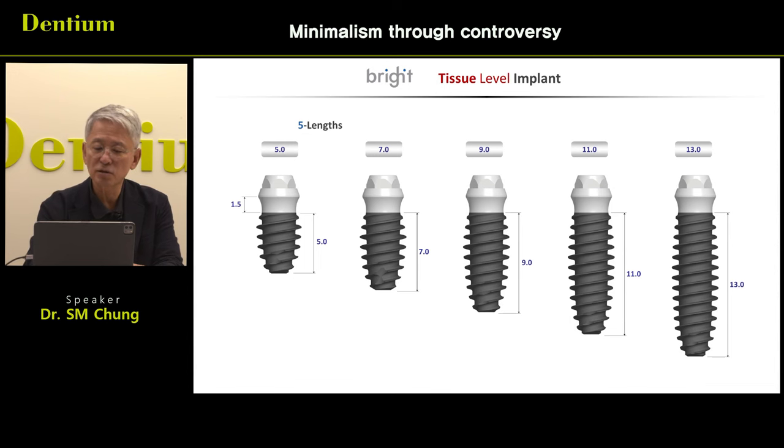About the Bright tissue level implant, the length is from 5.0 to 13. Sometimes this can be placed in a very low height of alveolar ridge in the posterior lower side. And also, sometimes it can be used as anchorage for orthodontics.